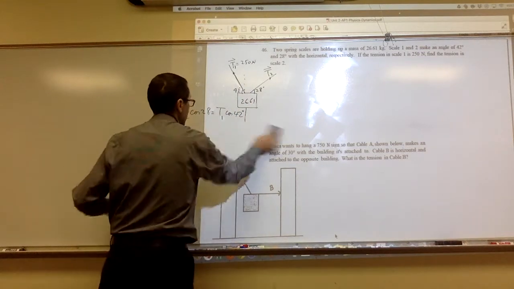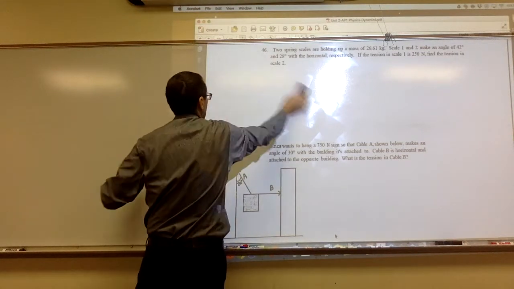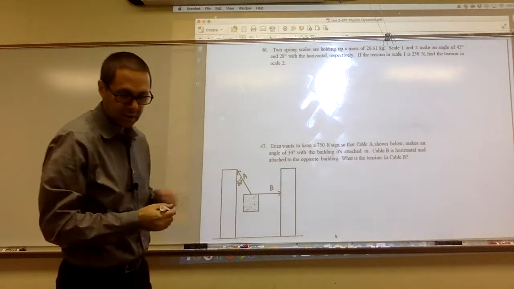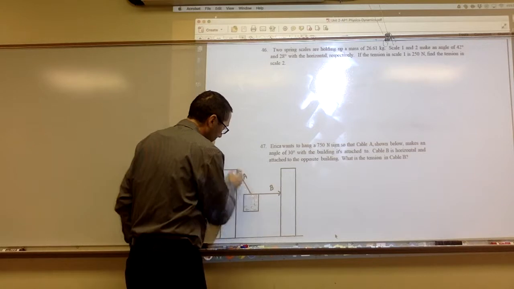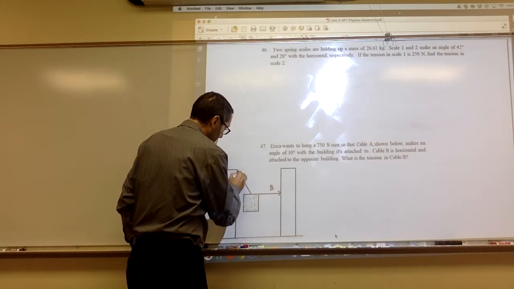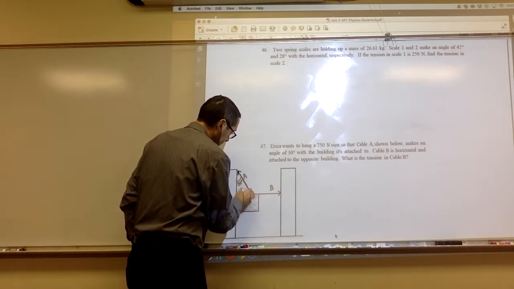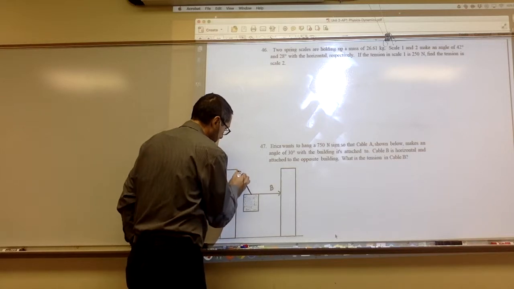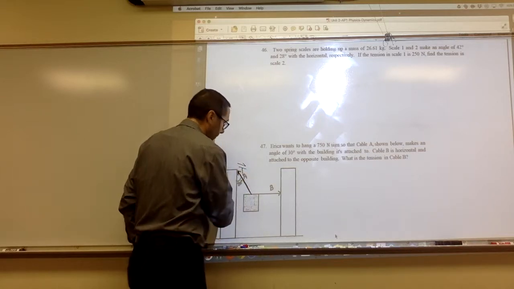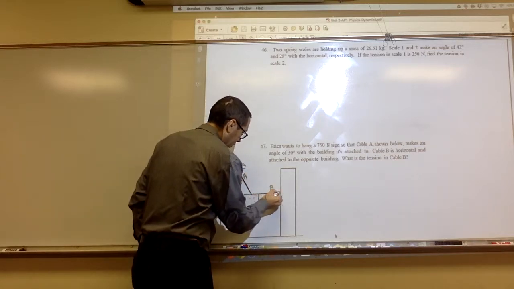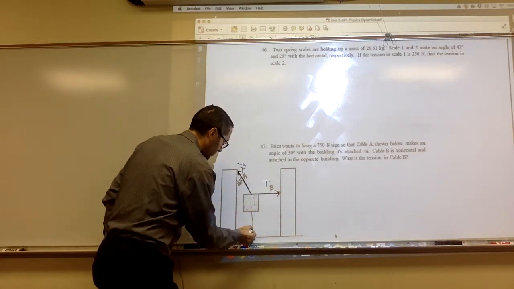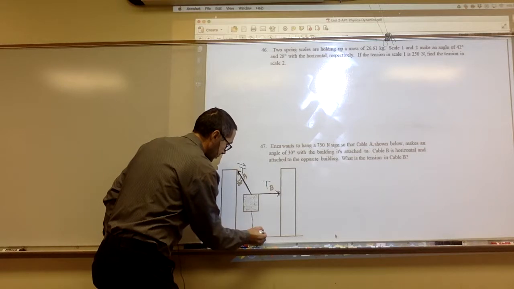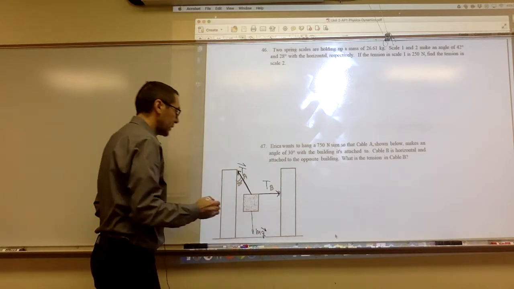It looks complicated, but actually it's not. So this string here, I'm going to just go up to here. I don't have to, but I'm going to say this is the tension in string A, and this is the tension in B, and this is the weight of the object. This is the mg. And that's all there is.